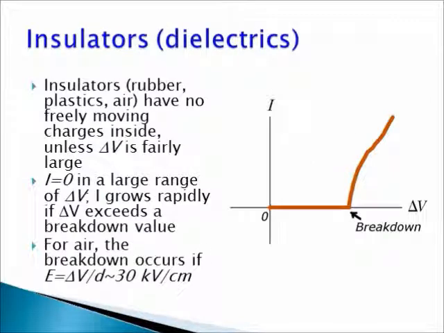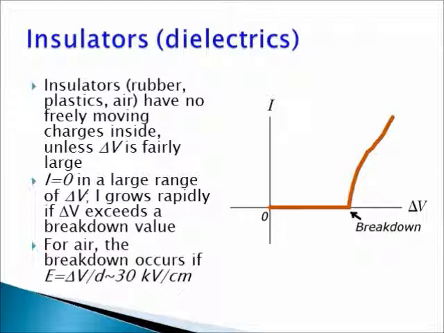An interesting dependence of I on delta V is observed in many insulators. In general, insulators have no freely moving charges inside. In a typical insulator, such as rubber, plastics, or air, both positive and negative charges are bound inside the molecules. They cannot freely move inside the dielectric. Therefore, if we apply some potential difference delta V, I is pretty much equal to 0 for a large range of delta V, unless delta V gets very large.